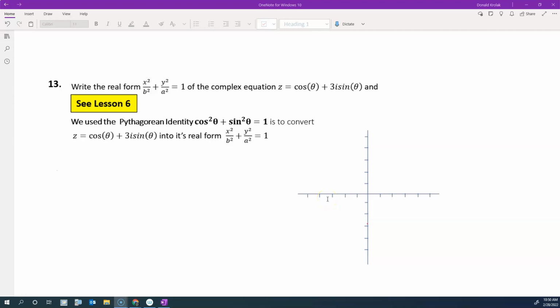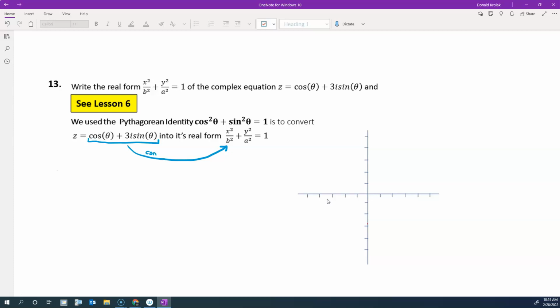All right, so on Friday, when I said write the real form, we actually wrote the complex form. And so I wanted to correct that. The real form means it's going to look like this when we're done. So what we've got to be able to do is take these cosines and sines and convert them into x and y's.